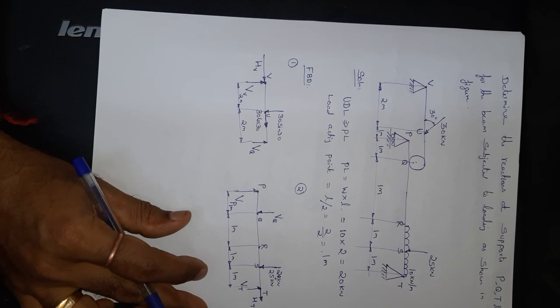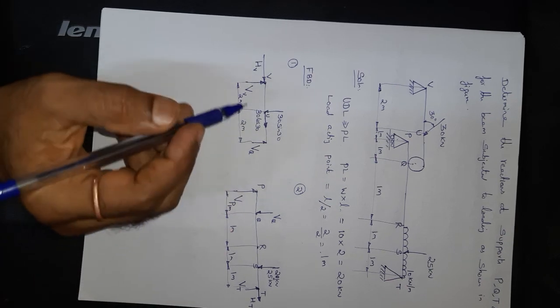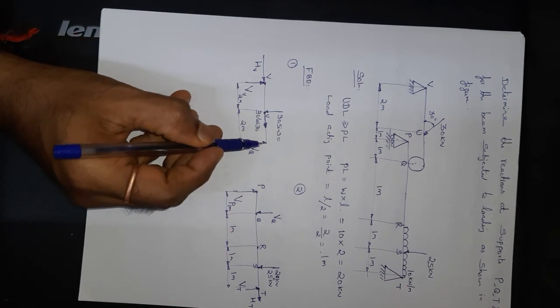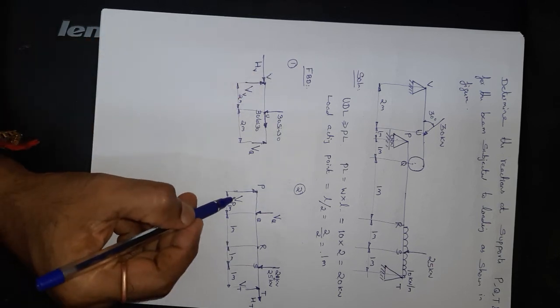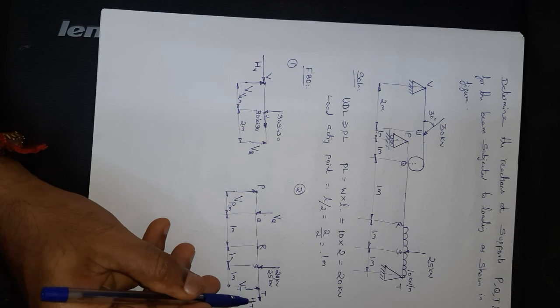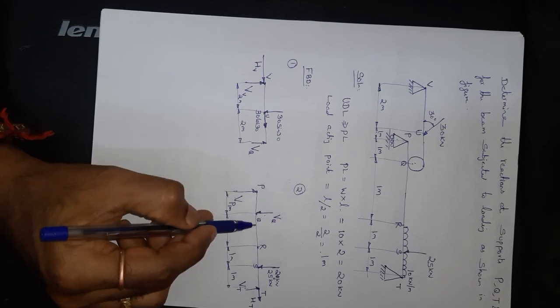So first you have to see the number of unknowns here. Here 1, 2, 3. Three unknowns are there as far as FBD1 is concerned. Look at here. 1, 2, 3, 4 unknowns are there as far as FBD2 is concerned.